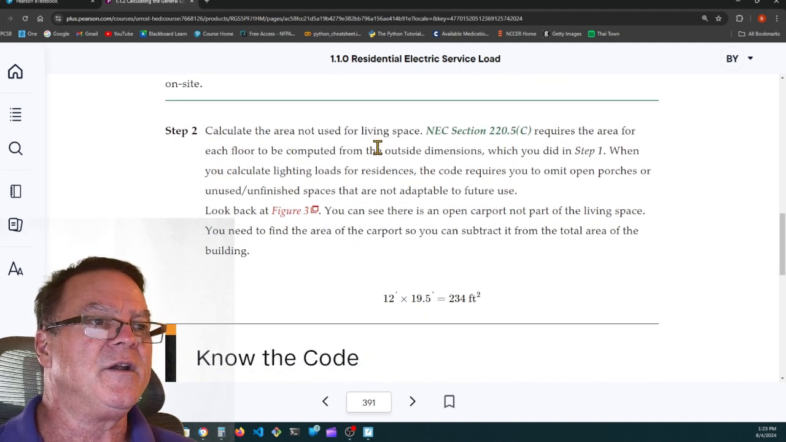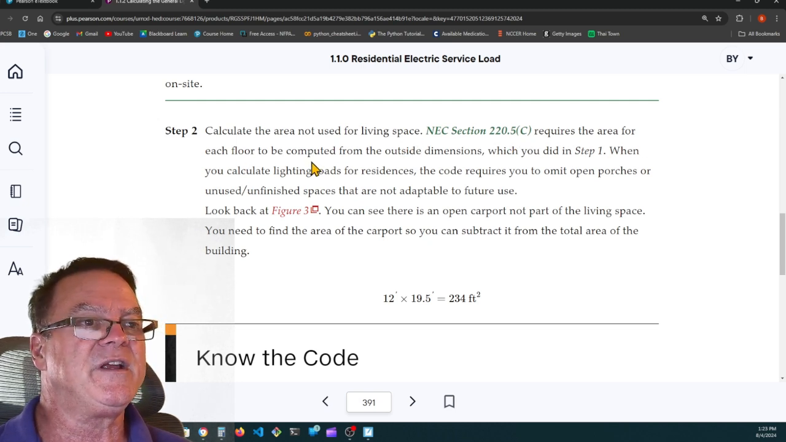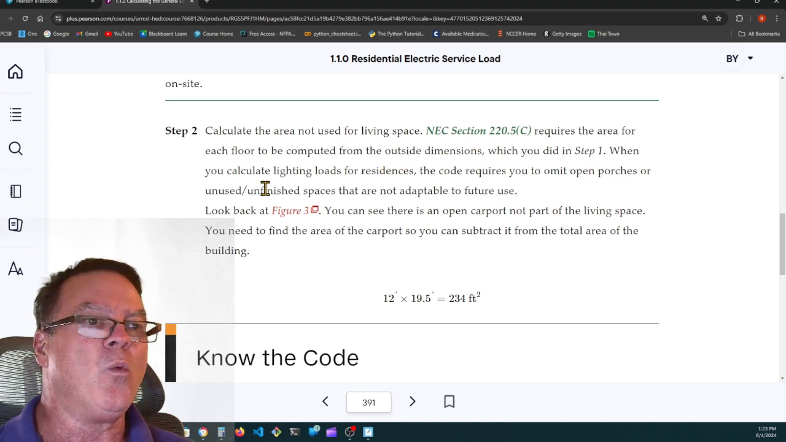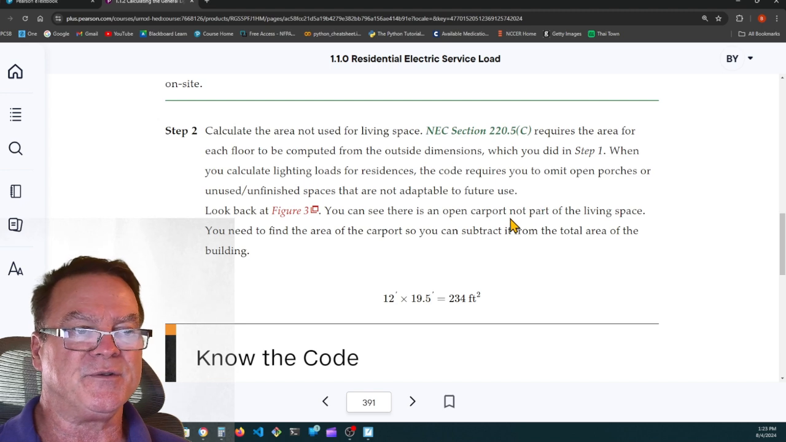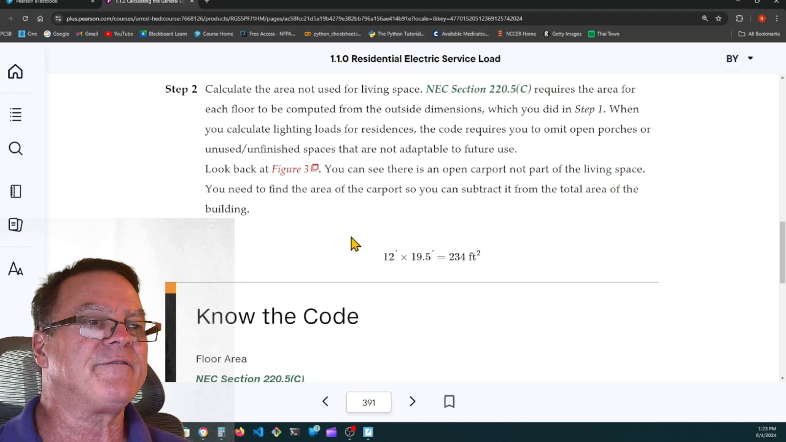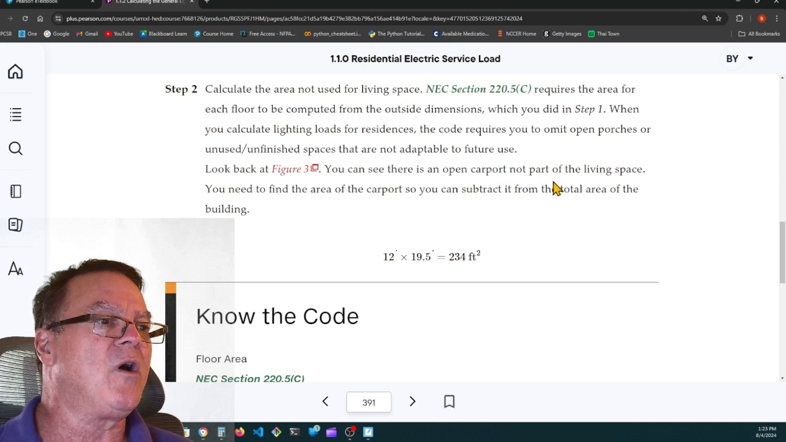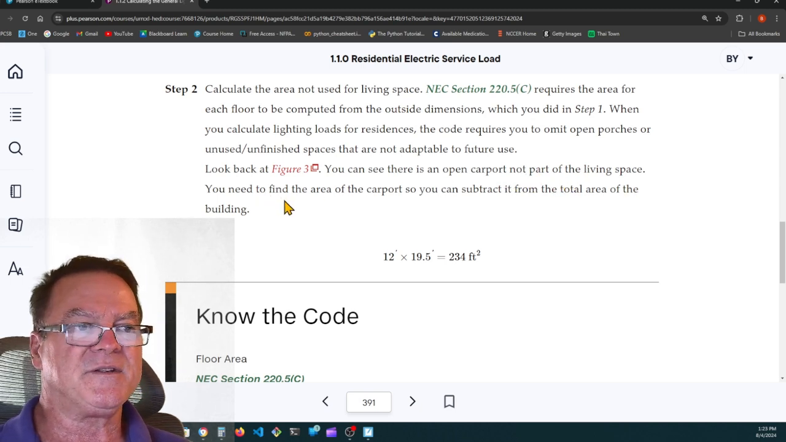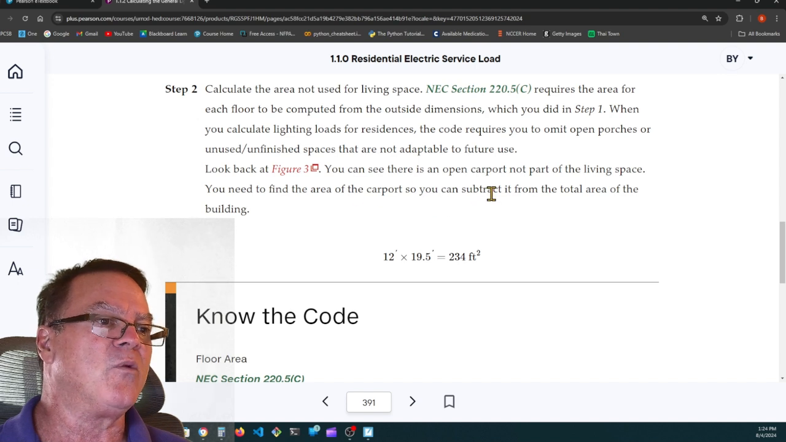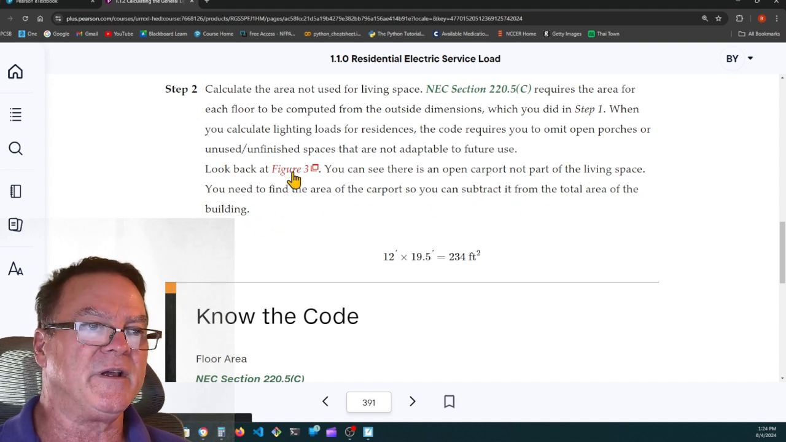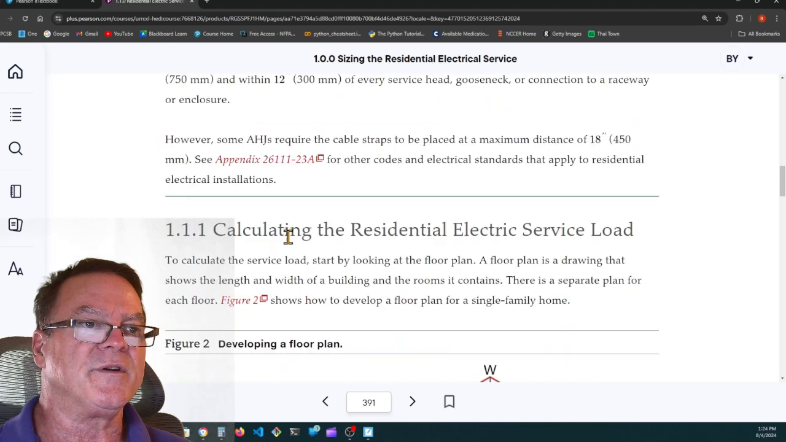Calculate the area not used for living space. NEC section 220.5C requires that areas for each floor be computed from the outside dimensions, which you did in step 1. When you calculate lighting loads for residences, the code requires you to omit open porches or unused, unfinished spaces that are not adaptable for future use. So look back at figure 3. You can see there's an open carport, not part of the living space. You need to find the area of the carport so you can subtract it from the total area of the building. So again, this is what they're talking about.